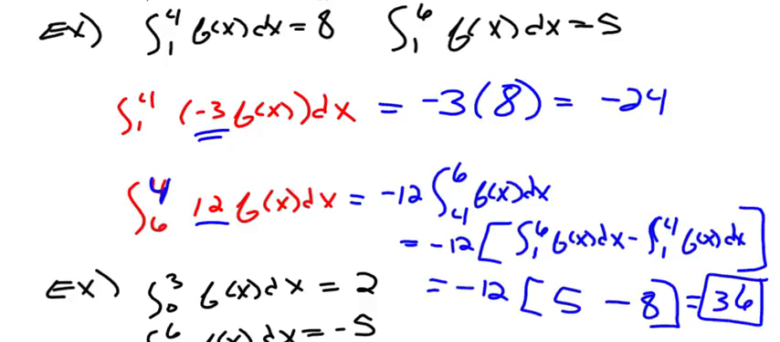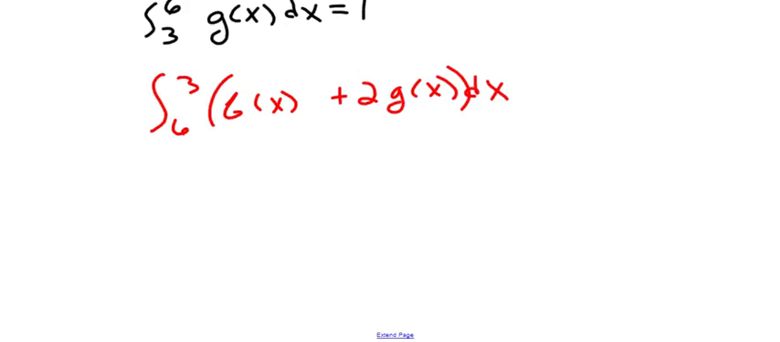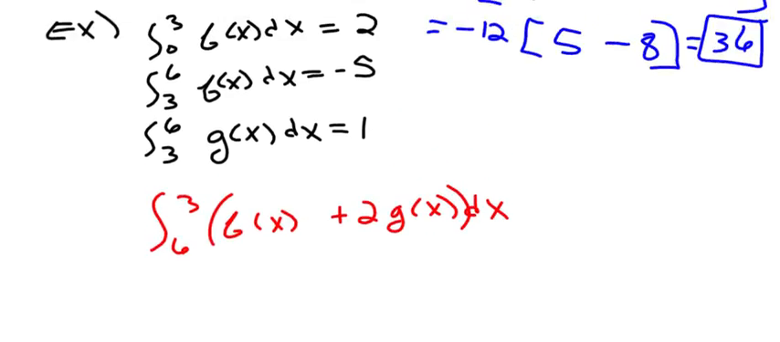All right, another example, which I kind of ran into a little bit here. I'm given everything in the black. I have the integral of the f of x function from 0 to 3 is equal to 2. The f of x function from 3 to 6 is equal to negative 5. And then I have from 3 to 6 the g of x function, so two different functions. And then I want to evaluate from 6 to 3, f of x plus 2 times g of x.